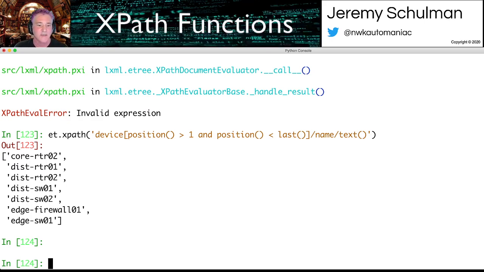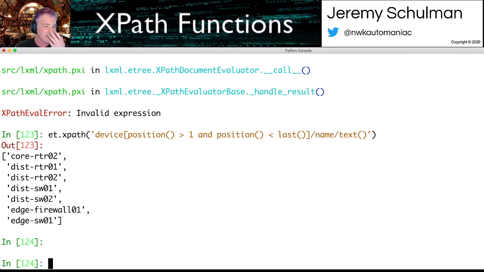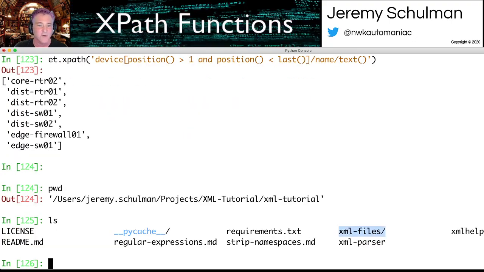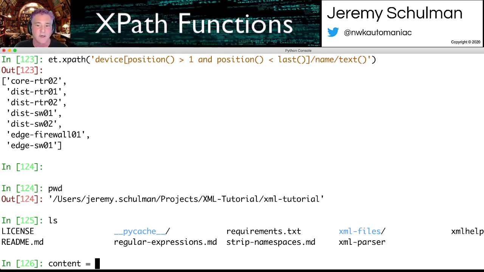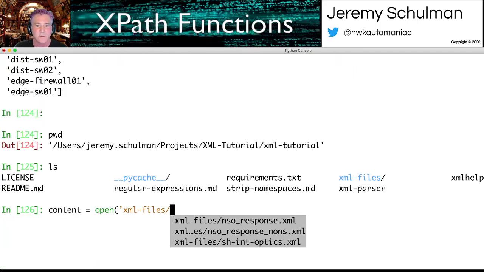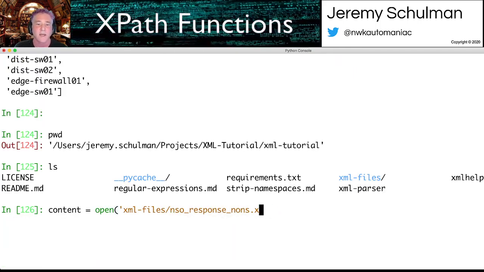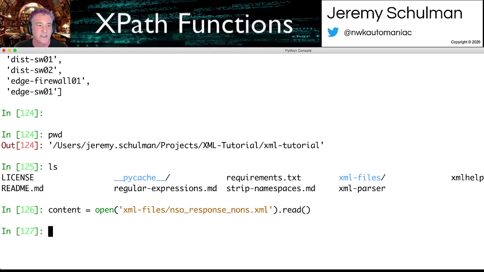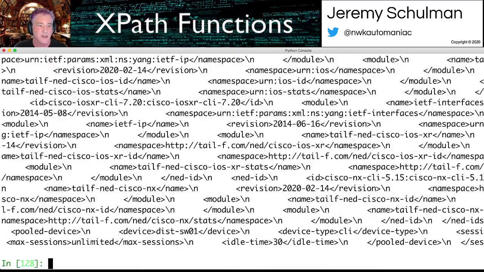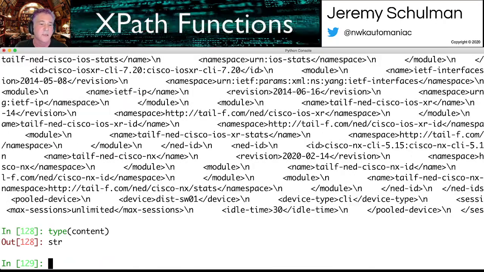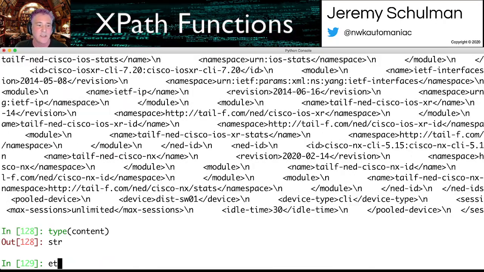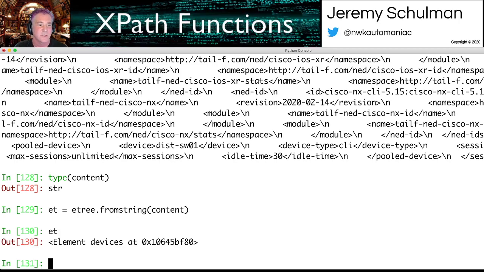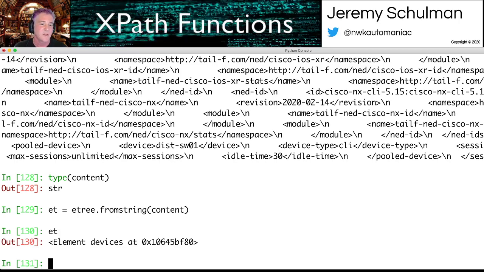I'll go through the process as if I had not loaded the file the way I did with eTree. So I have my files here in this XML files folder. I'm going to take some content, open XML files. I'm going to use the strip version just for the sake of ease here for a second. So I'm going to read this, and I have this content, and this content is a string. So what you can do is you can say eTree from string content. And that gives you your element like that. And then you could then strip it.